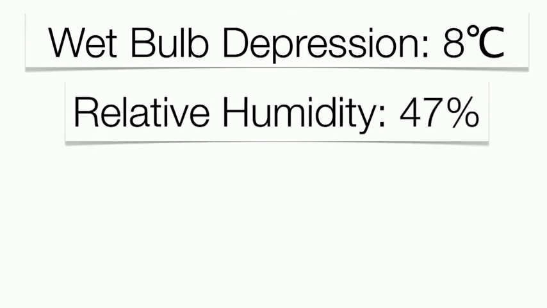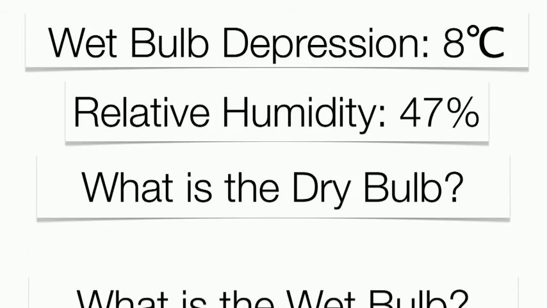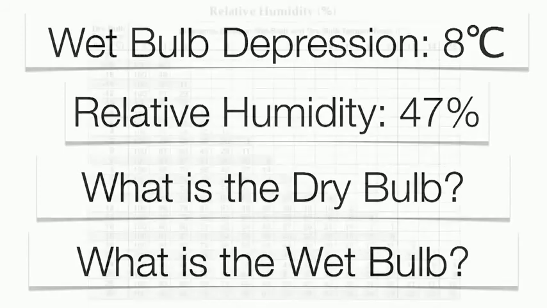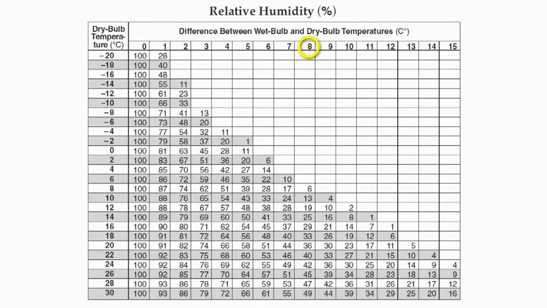Last example, we're going to do a backward problem here. So you have a wet bulb of 8 and a humidity of 47%. We want to know the dry bulb and the wet bulb again. So you come to your chart, you find a difference of 8, you follow it down till you come to the given relative humidity, and that was 47%. You take the 47%, you follow it across to your dry bulb, that's 28.